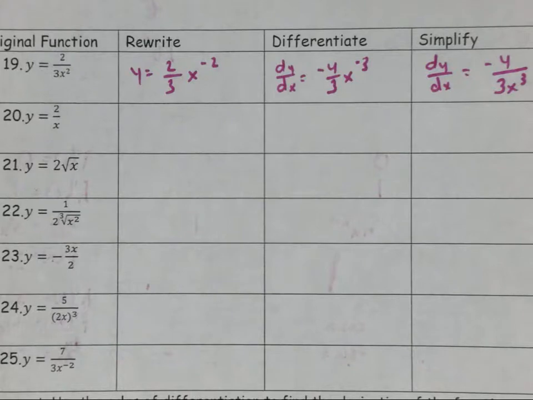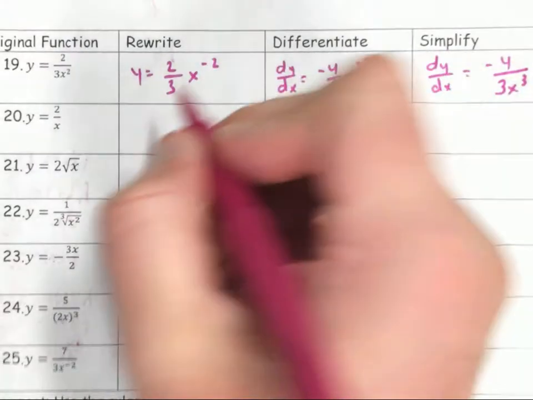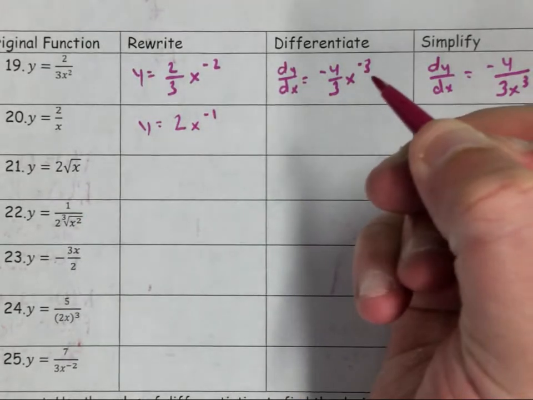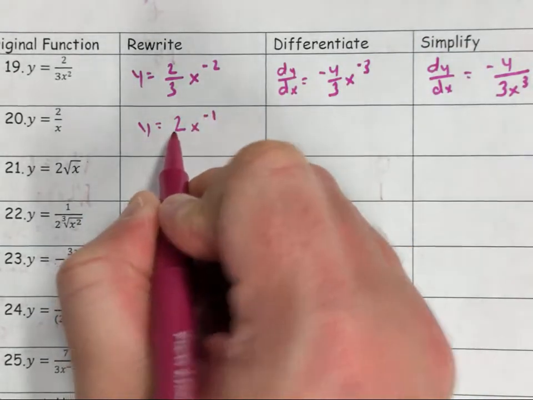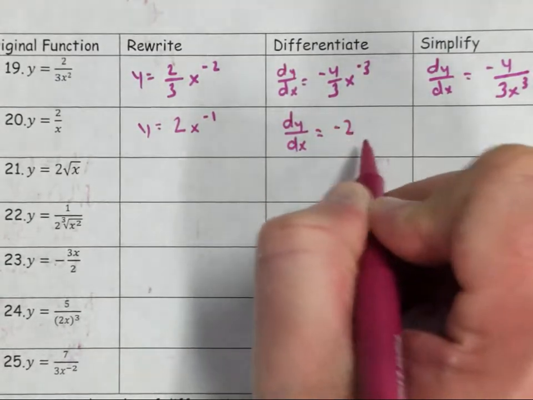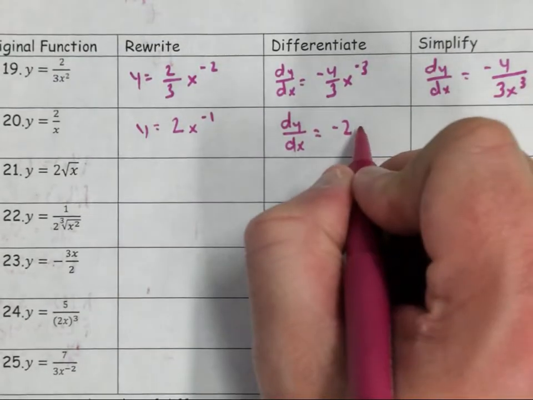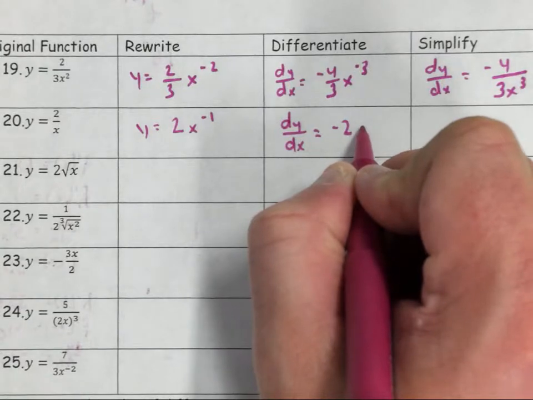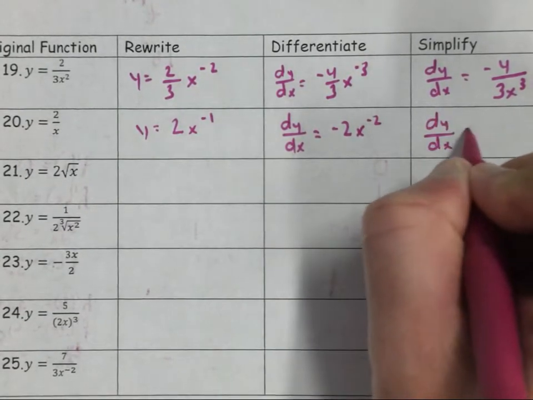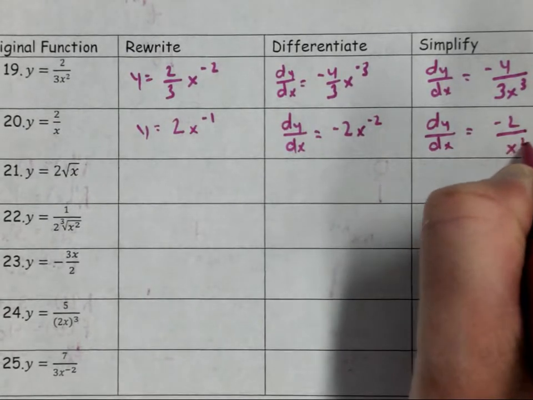Number 20. Y equals 2 over x. How can I rewrite that as y equals 2x to the what? Negative 1. Negative 1 times 2 is what? Negative 2. Negative 1 minus 1 is what? Negative 2. Now my final answer: negative 2 over x squared.